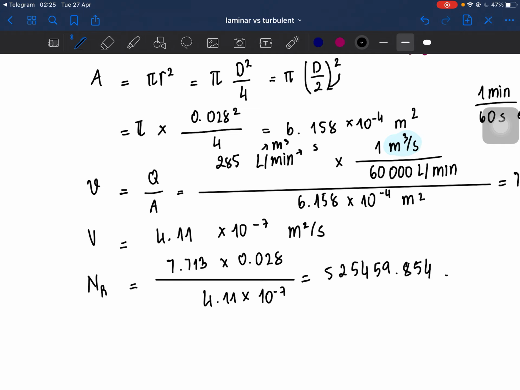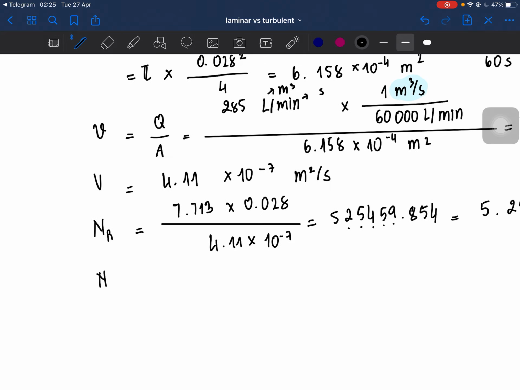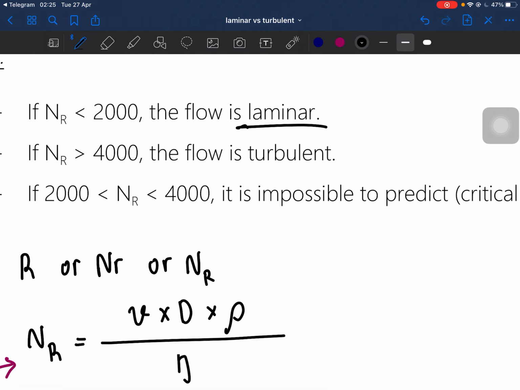59.85, or we can write it as 5.1234525 times 10 to the power of 5. So in this case, NR equals 5.25 times 10 to the power of 5, which is larger than 4,000. So 4,000 is from the hint above here. So the flow is turbulent.